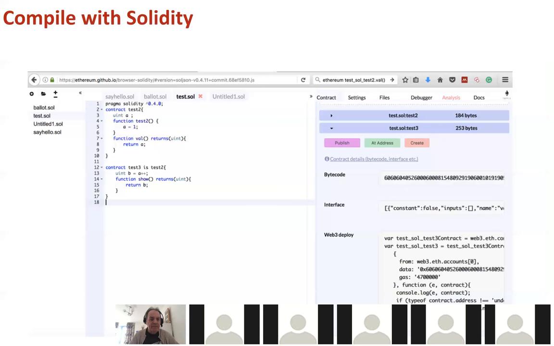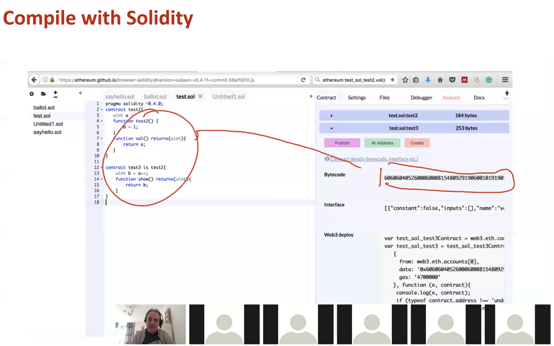So this is an example of a Solidity compiler. What we see here is our code. We then compile that and it creates the bytecode. The bytecode is the code that goes onto the blockchain and will run as a smart contract.